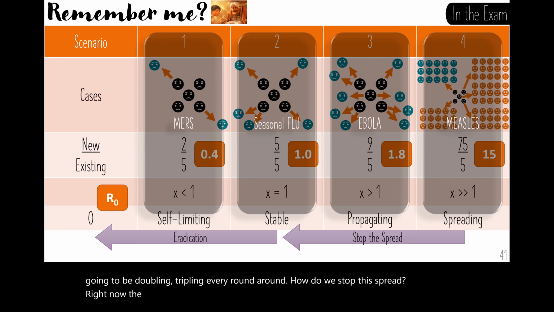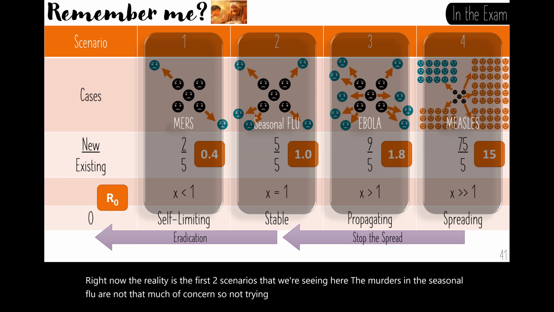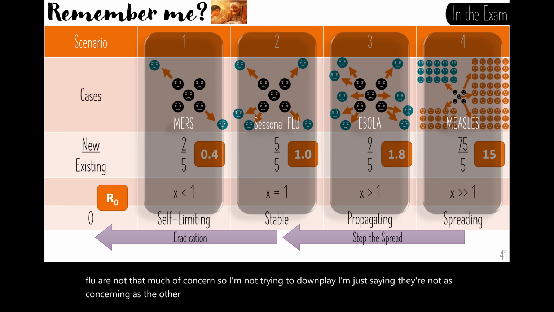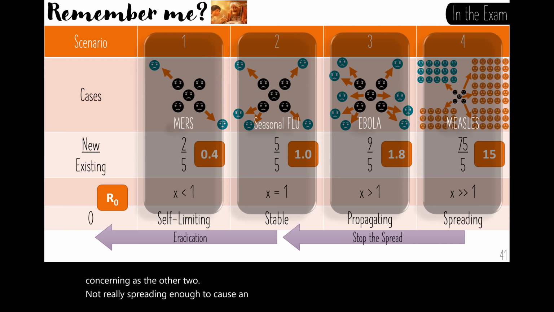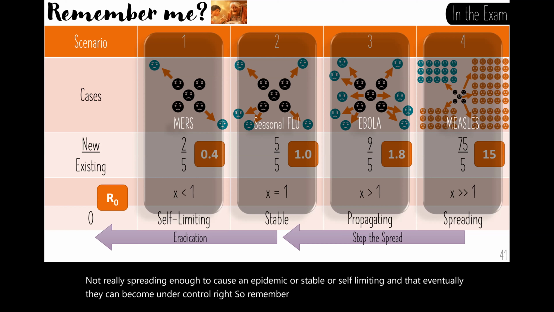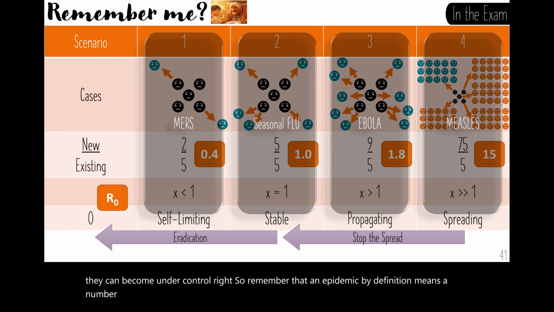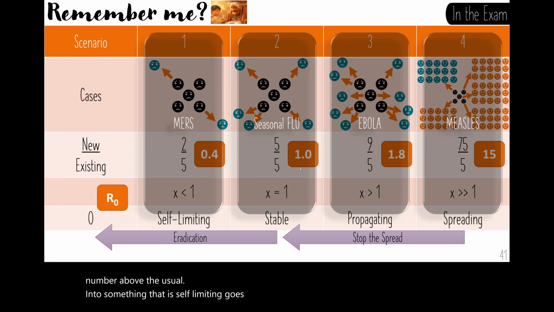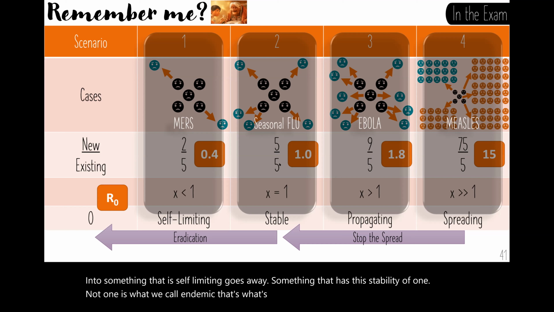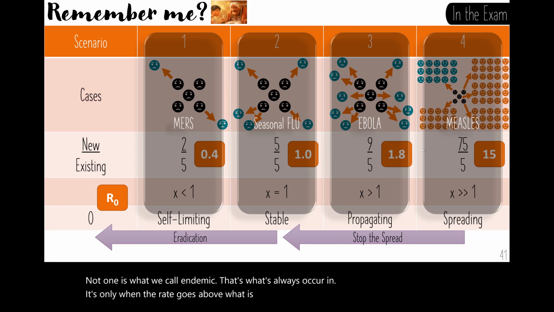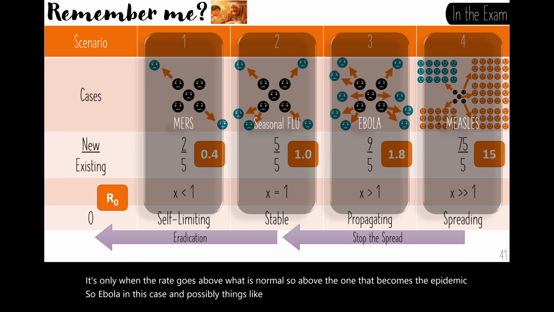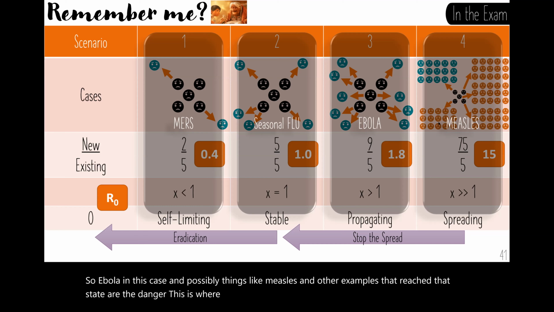Now, the reality is the first 2 scenarios that we're seeing here, MERS and the seasonal flu, are not that much of a concern. I'm not trying to downplay them, I'm just saying they're not as concerning as the other 2. They're not really spreading enough to cause an epidemic. They're stable or self-limiting, meaning that eventually they can become under control. Remember that an epidemic, by definition, means a number above the usual, and something that is self-limiting goes away. Something that has this stability of 1, an R0 of 1, is what we call endemic. That's what's always occurring. It's only when the rate goes above what is normal, above the 1, that it becomes an epidemic. So Ebola, and possibly things like measles and other examples that reach that state, are the danger. This is where an epidemic or possibly even a pandemic can occur.